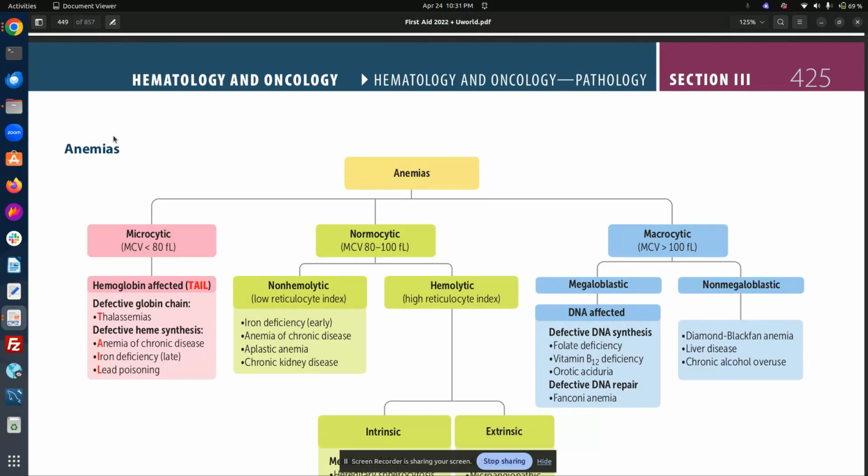This is our first lecture from the Hematology and Oncology series, and in this lecture we will talk about anemia. Specifically, we will mainly be focused on microcytic anemia, okay?